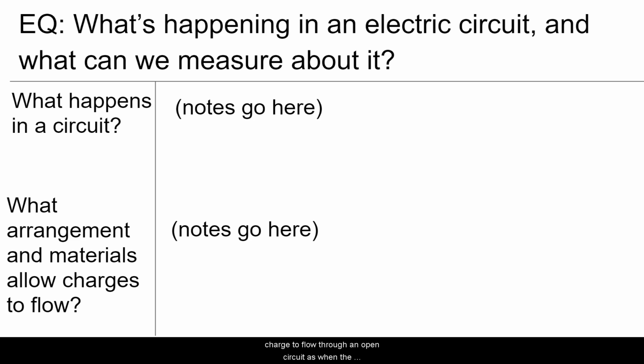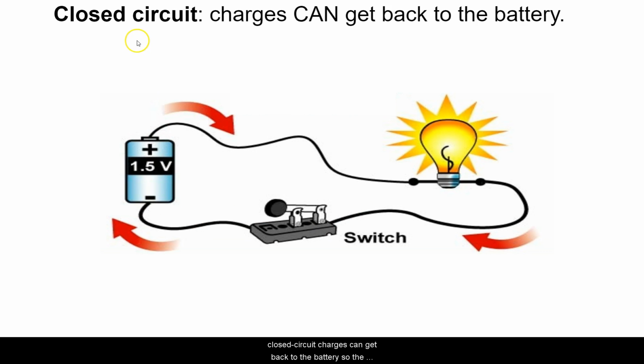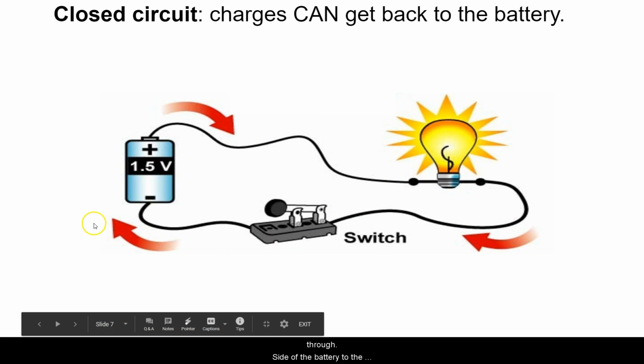What happens in a circuit and what arrangement of materials allow for charge to flow. So an open circuit is when the charges from the battery can't get back to the battery. So you've got a simple circuit here, the switch is open, there's no closed continuous loop that the electrons can follow. Closed circuit, charges can get back to the battery. So the switch is closed, and you can see that now if you were to trace a path through, it'd be able to get all the way through one side of the battery to the other.